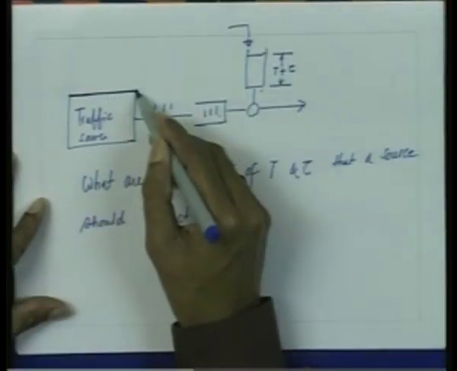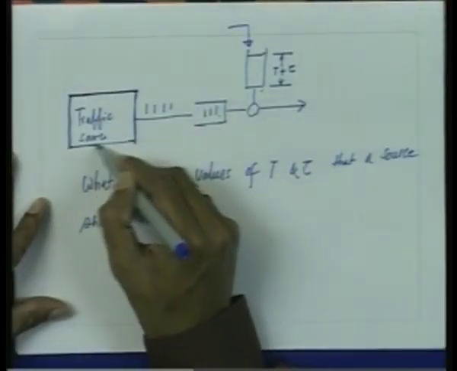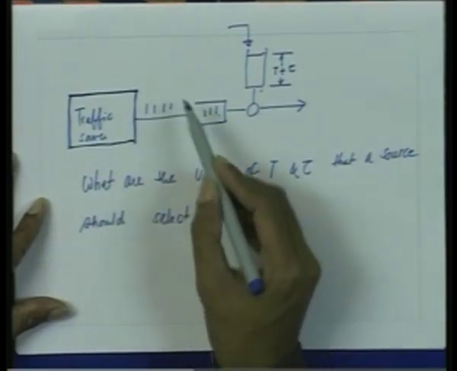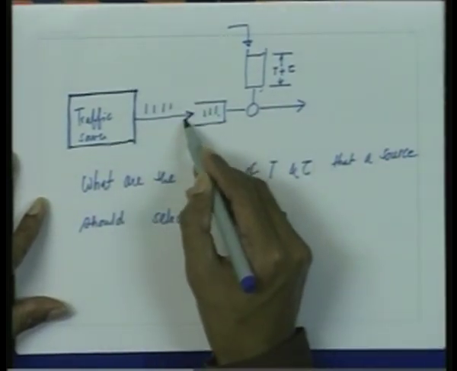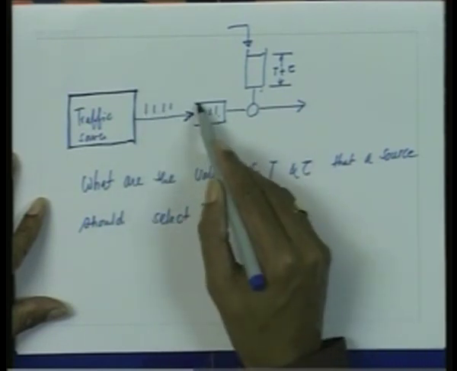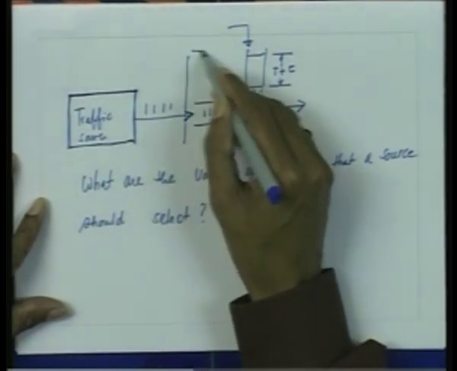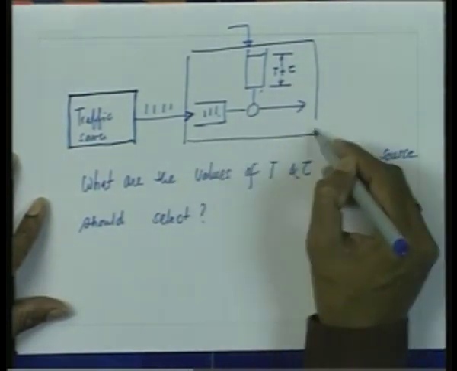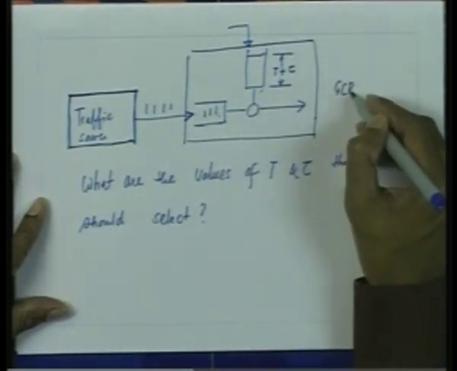Today we will now discuss the problem of how a source can choose the values of the GCRA T, tau parameters such that it accurately represents the traffic characteristics. As we saw in the previous lecture, we have a traffic source which is random and bursty, generating packets randomly, and it is then regulated by a leaky bucket regulator or a GCRA T, tau regulator.